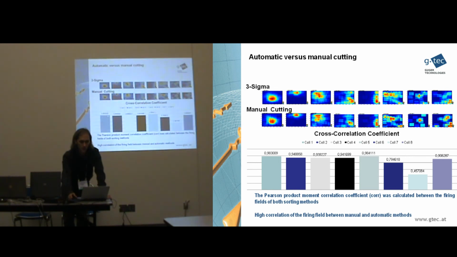Here we have the Pearson correlation coefficient, and you can see that mostly the firing fields are highly correlated, above 0.